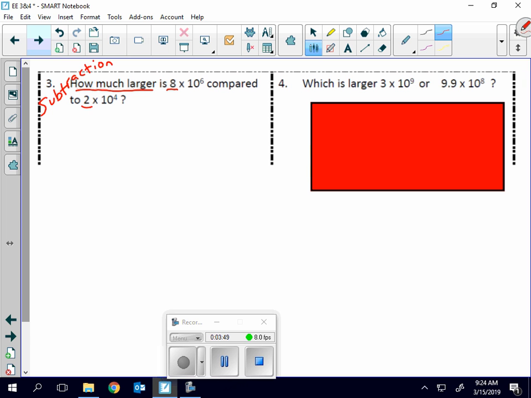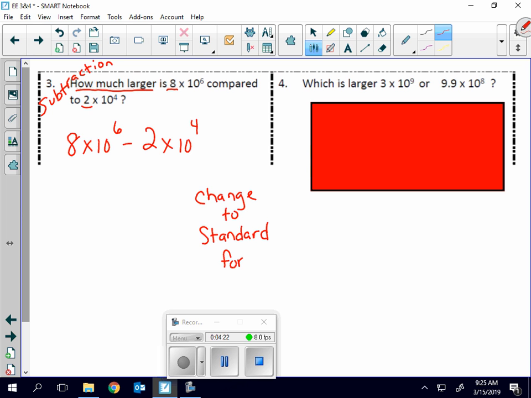Okay, so what we're going to do here is subtraction. This really means 8 times 10 to the 6th power minus 2 times 10 to the 4th power. So when we subtract, we're going to change them to standard form. Yes, there's another way to do it, but for now we're going to change to standard form. Wherever I write something down, please write it there as well.